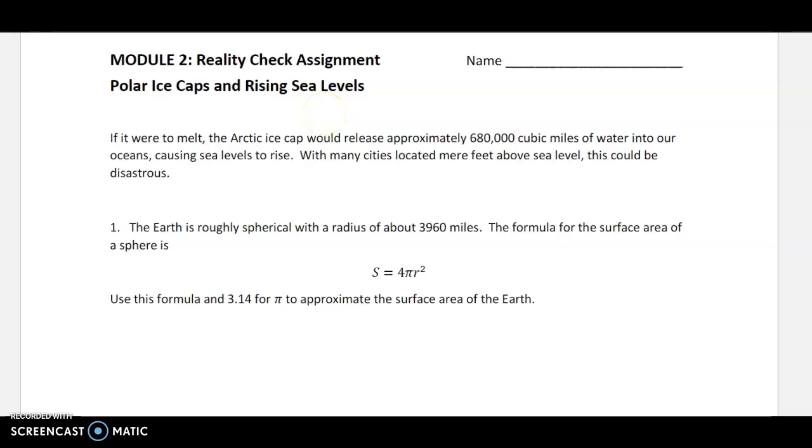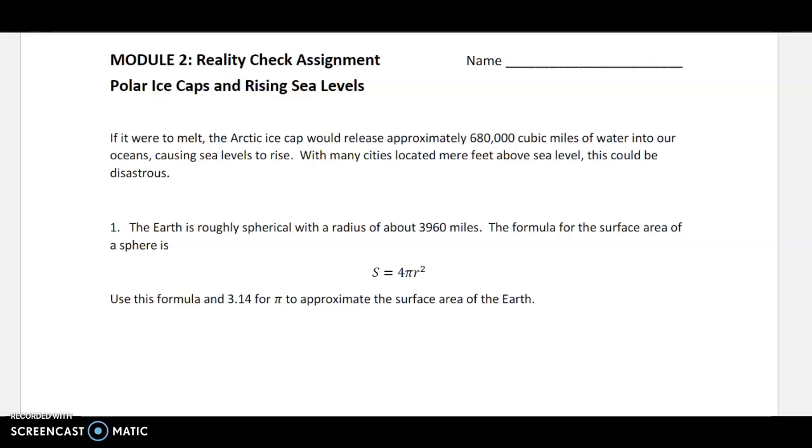This is the Module 2 reality check, and this video will be going over some parts of this. Now, this one may be a little bit intimidating as you read through it, so I would recommend just taking it a little bit at a time, and we'll figure it out one problem at a time. So what we're talking about is polar ice caps.